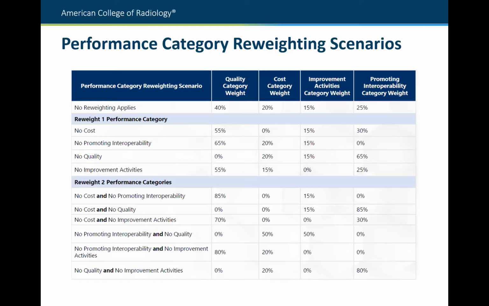I've added in here just some of the reweighting scenarios for you all, just so you can see what your category weights are. If your promoting interoperability weight gets moved over to quality, same with cost. So I will let you all review this for a second, but for the most part, most of the category weights get moved over to quality if you are exempt from one or the other.